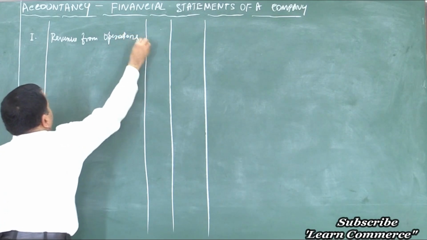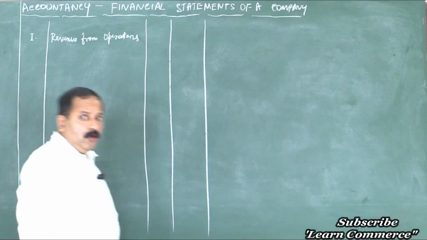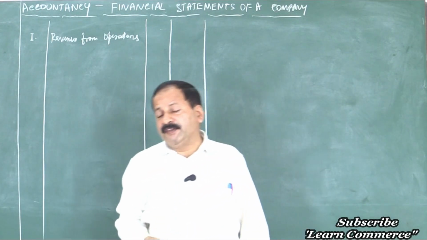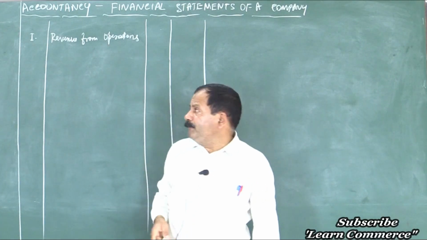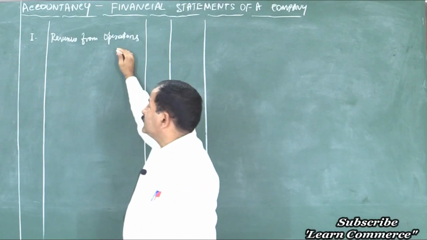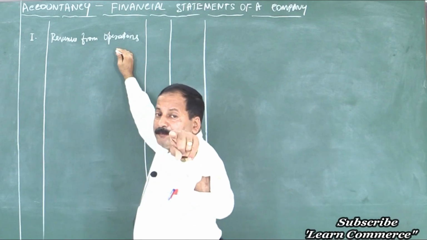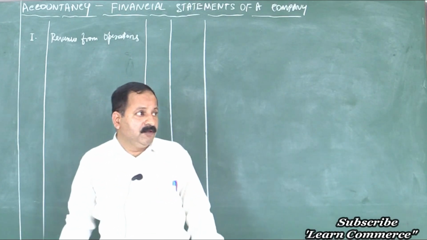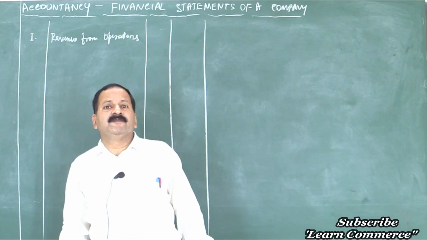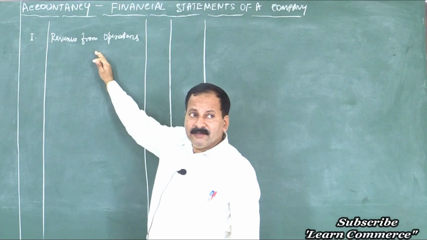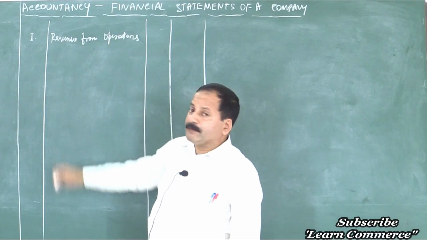Remember, revenue from operations and cost of revenue from operations, there is a difference. Don't get confused in the examination. If cost of revenue from operations is given, it is not revenue from operations. It includes the profit margin also. Cost of revenue from operations, add profit margin, then it is called revenue from operations.